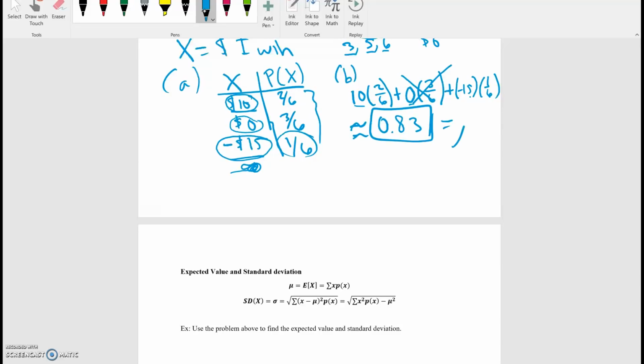So this is actually the mean, mu, or the expected value of x occurring, right? Something else that we can find is the standard deviation, okay? Well, we'll do that in the next video.